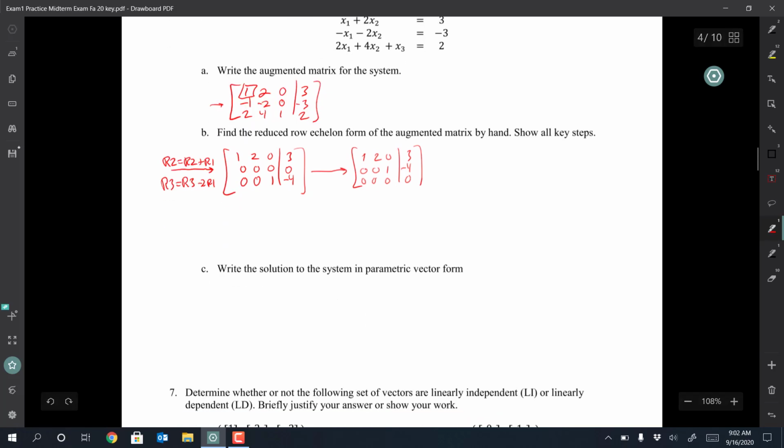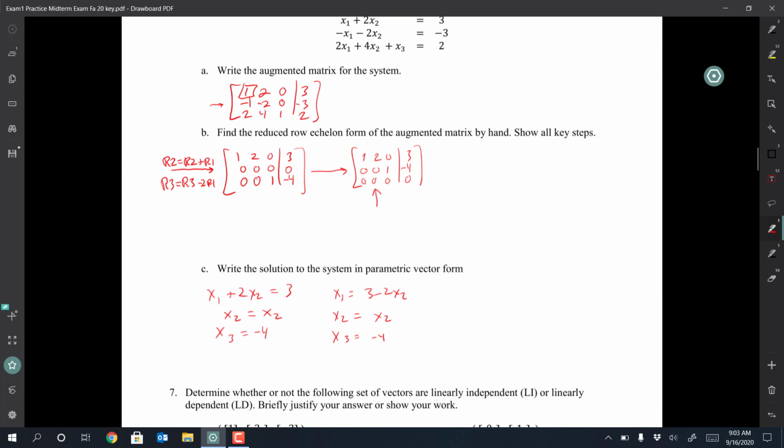Next, I'm going to write the solutions to the system in parametric form. So now I basically take each row and write out the associated equation. So the first row says x1 plus 2x2 is equal to 3. The last row, or second row, says that x3 is equal to negative 4. And the last row tells me 0 is equal to 0. But because there's no pivot in the second column, I also know that x2 is a free variable, so I will add the equation x2 is equal to x2 because it's a free variable. From there, I will solve each equation for its leading variable here. x1 is equal to 3 minus 2x2. x2 is the free variable equal to x2. x3 is equal to negative 4.